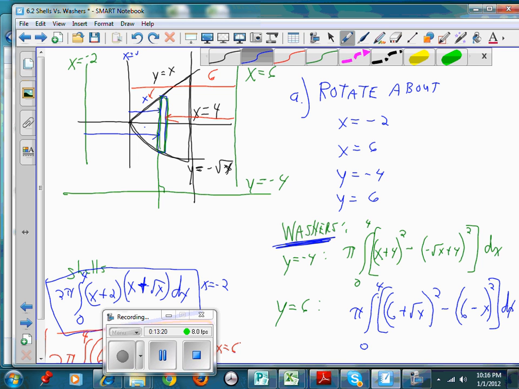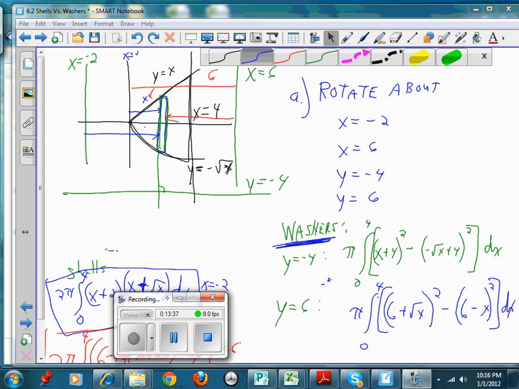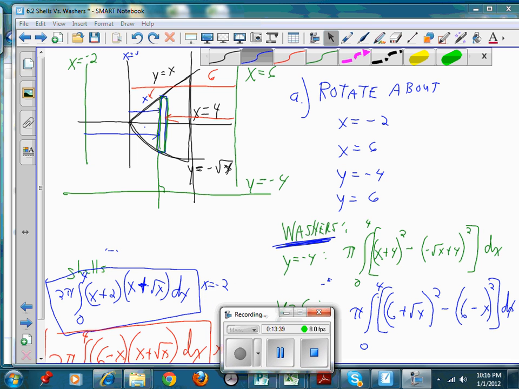Whenever I had a y-axis of rotation, it just was easier. Now I could show you, I could use shells over here, I could use washers over here, but it's a much harder game. So let's make the problems as easy as we can, okay? And make sure you understand how we're doing this.